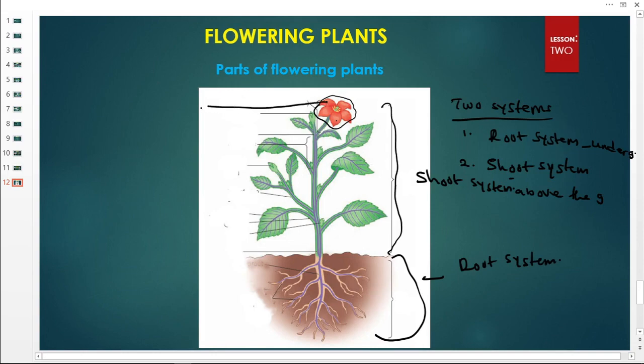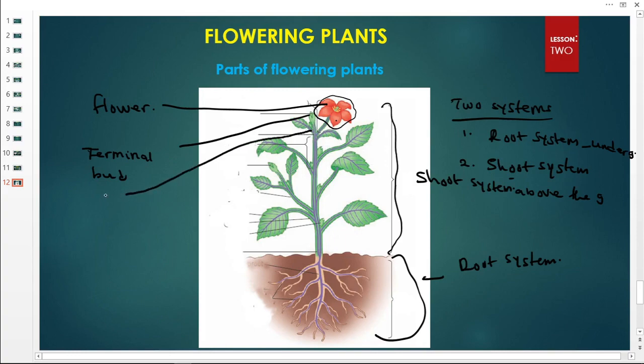We are going to start with this one, which is brightly colored. This one becomes a flower. Then we have this, the growing tip of this flowering plant, and this one is called the terminal bud. It's the growing tip of a flowering plant. And then from there we have this part here. This part is called a node.